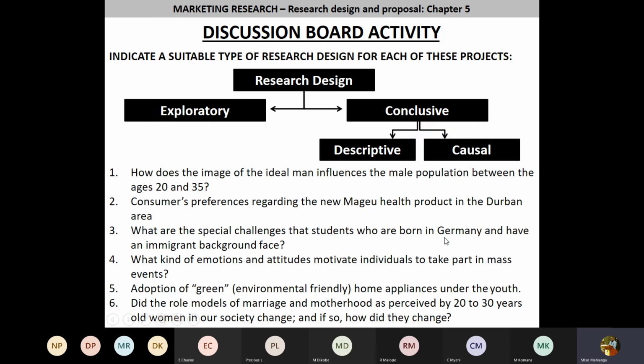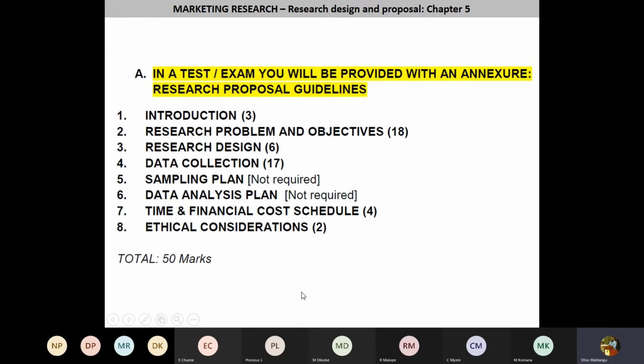And then we've got more other practical examples in the slide. In the interest of time, I'm not going to go through all of them, but I think you do get the idea in terms of how we choose between these research designs. The last thing that we have to talk about before I conclude the class is the time and financial cost.